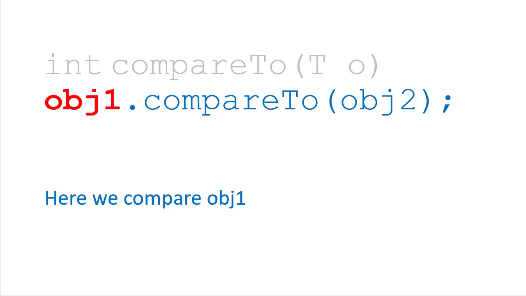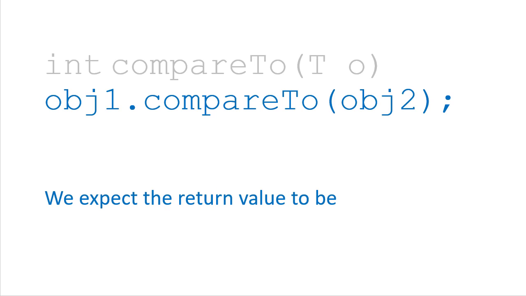So we're comparing object1 to object2. Now, the return value of this method call will be positive if object1 is greater than object2, 0 if the objects are equal, and negative if object1 is less than object2. Now, why is that? Because that's the standard. That's the convention for how we expect compareTo to work.